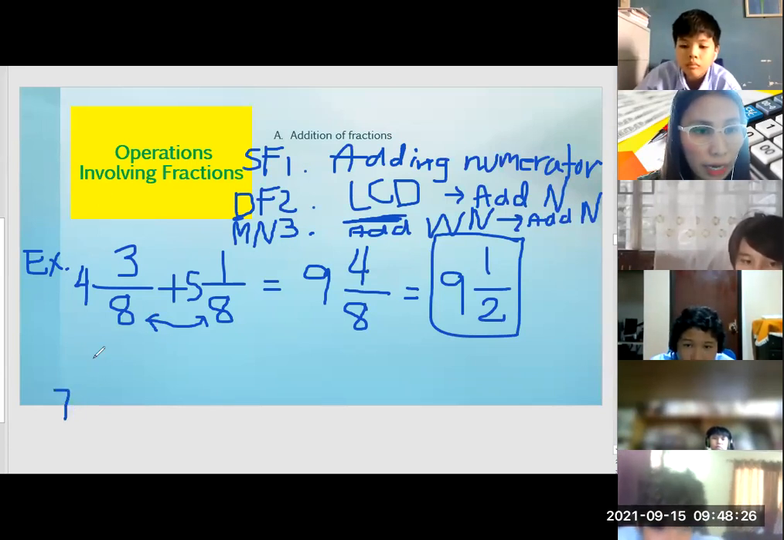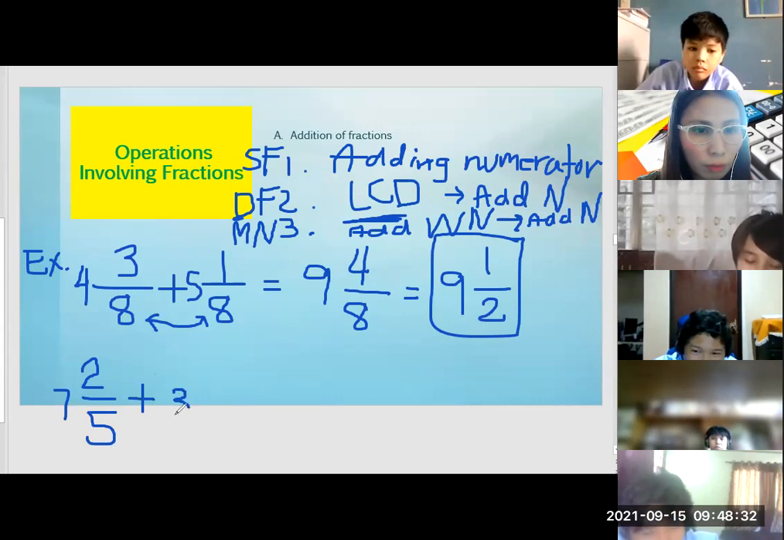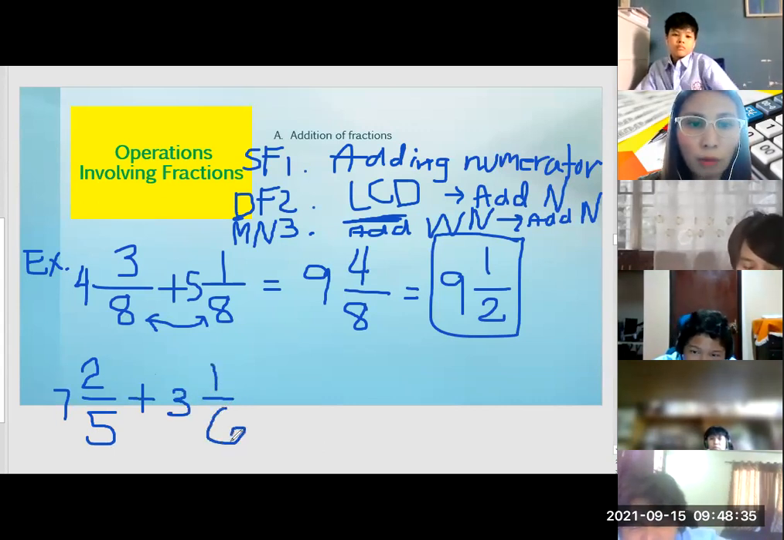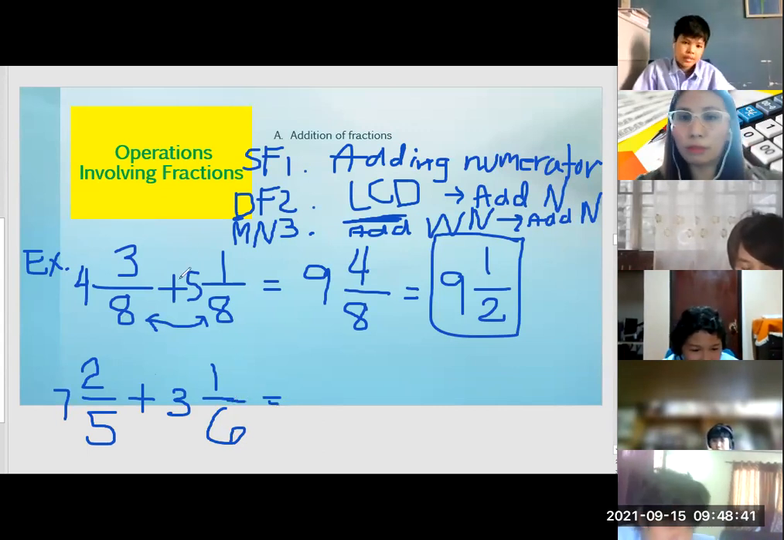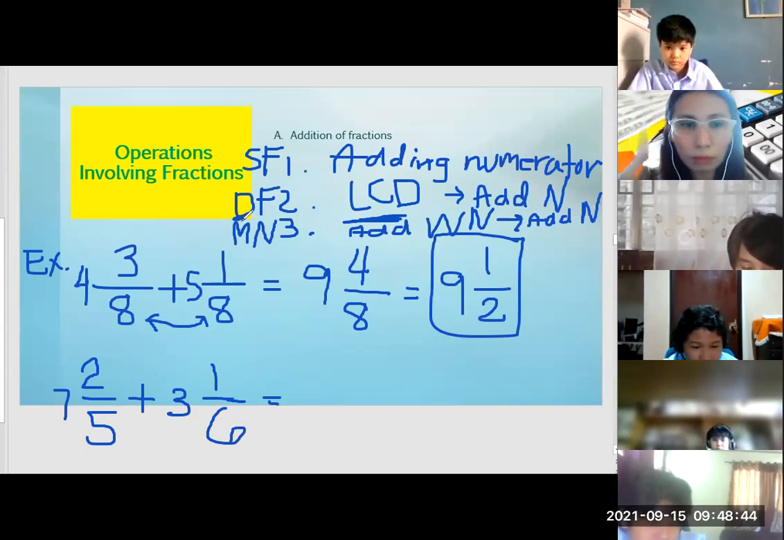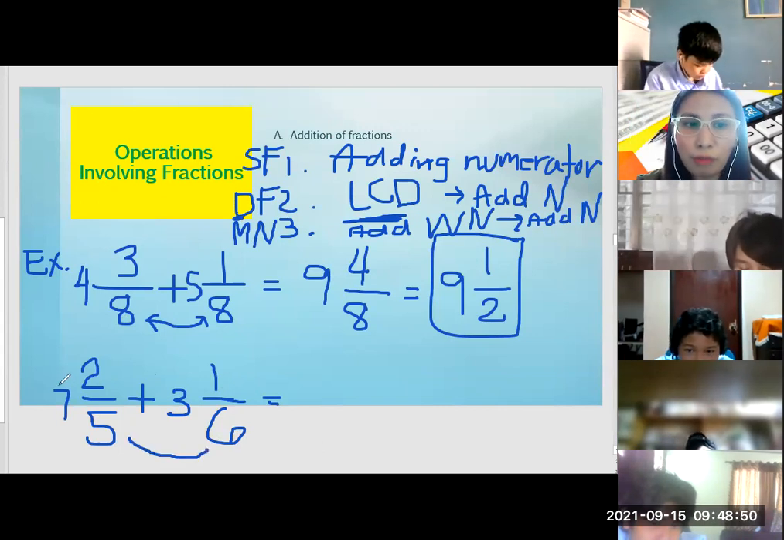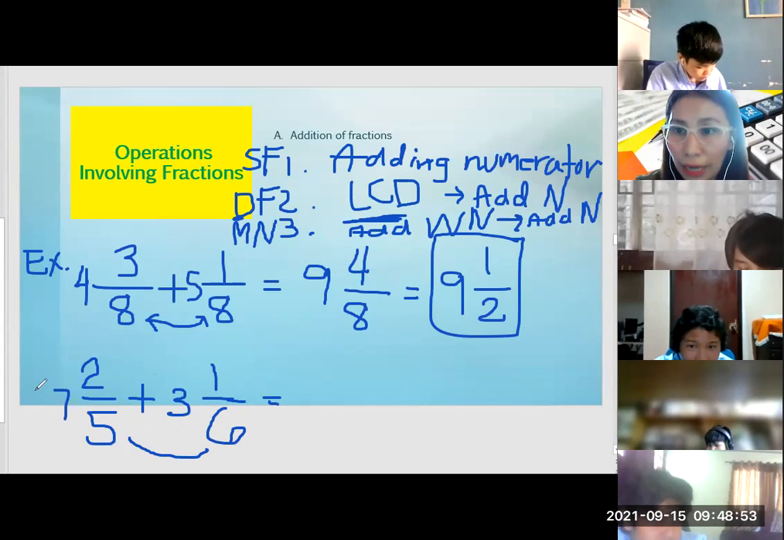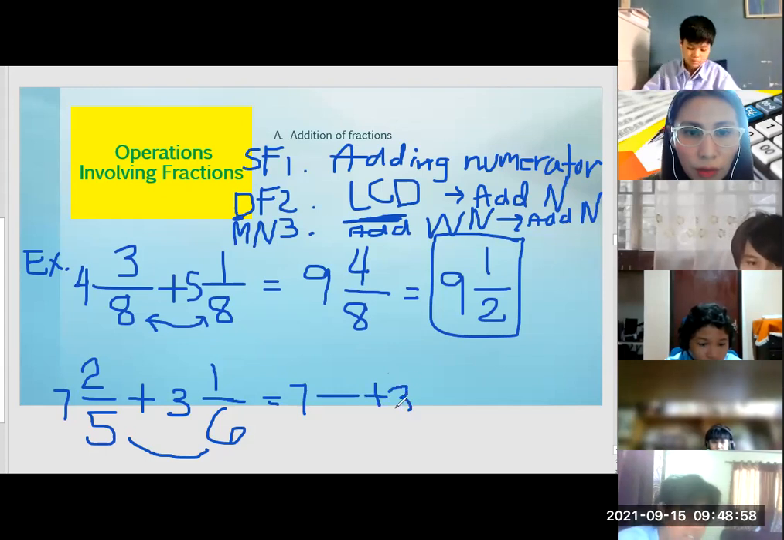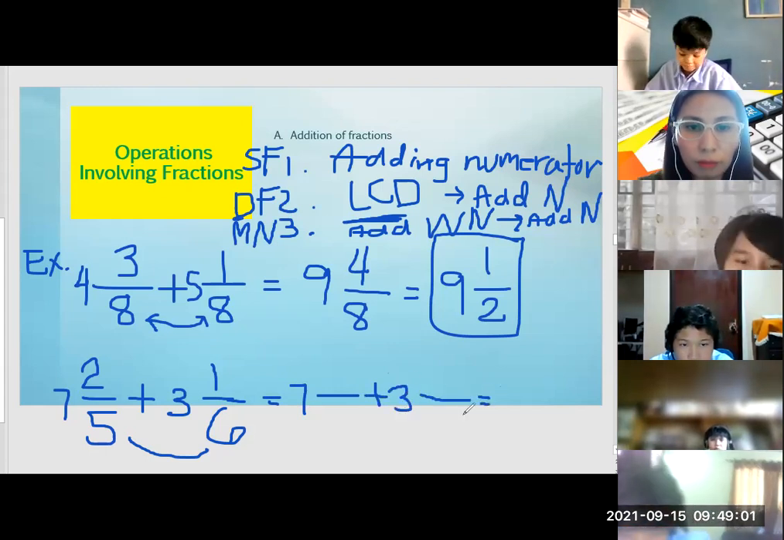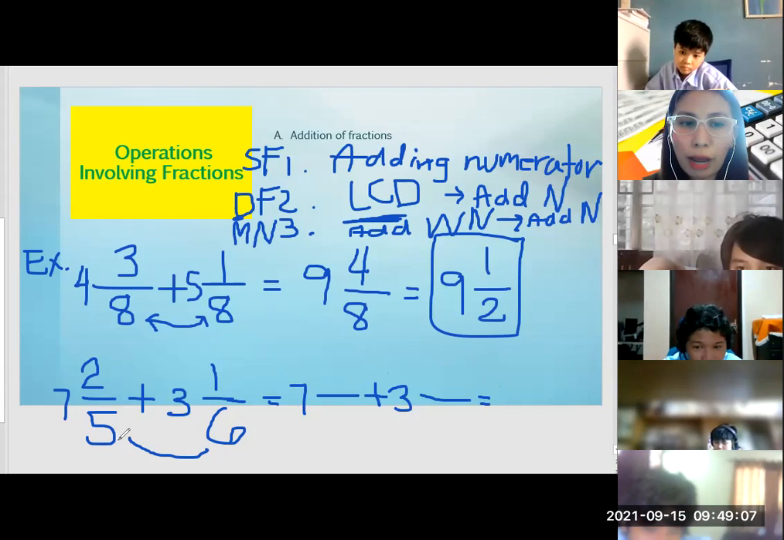Next, another example. Let's get the same example in your book: 7 and 2/5 plus 3 and 1/6. But how about in this problem? Let's get the LCD first before adding the whole numbers. Okay? The LCD of 5 and 6 is what?